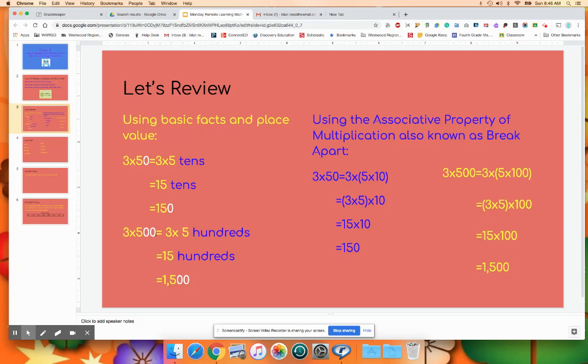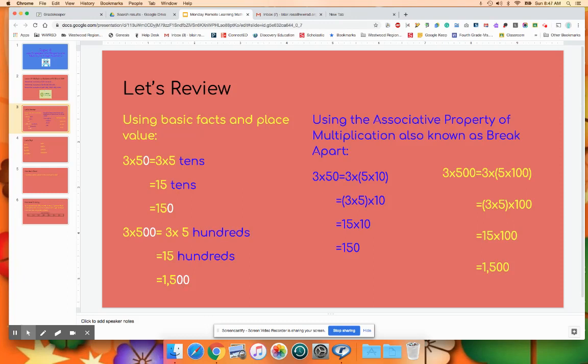So let's think about it here again. My basic fact is 3 times 5, but it's 3 times 5 hundreds. So I know 3 times 5 is 15. So if I have 15 hundreds, if I were to count by 100 15 times, I would get 1,500. And my way to double check is I have 2 zeros in my question. I'm going to add 2 zeros to my basic fact. My basic fact is 3 times 5, which gives me 15, and then I add 2 zeros.